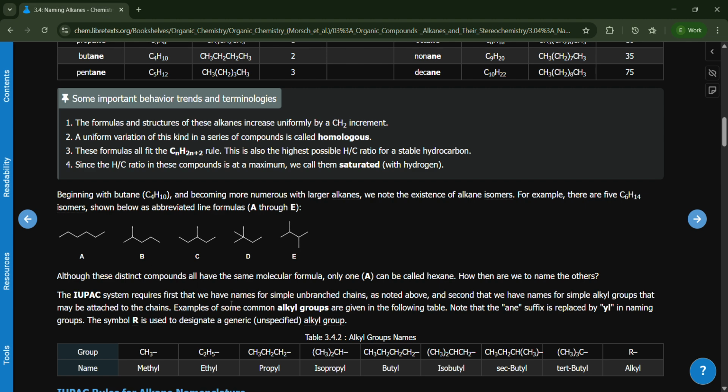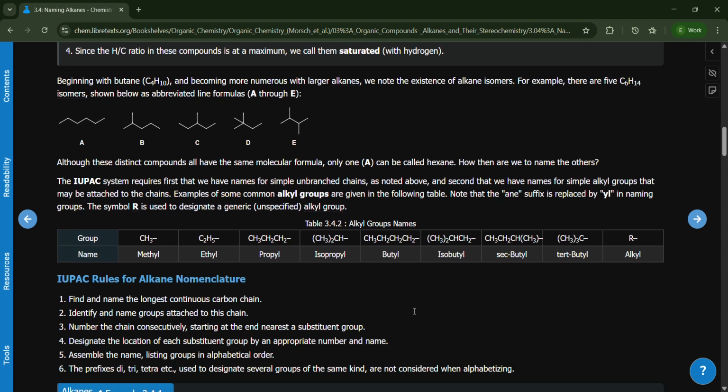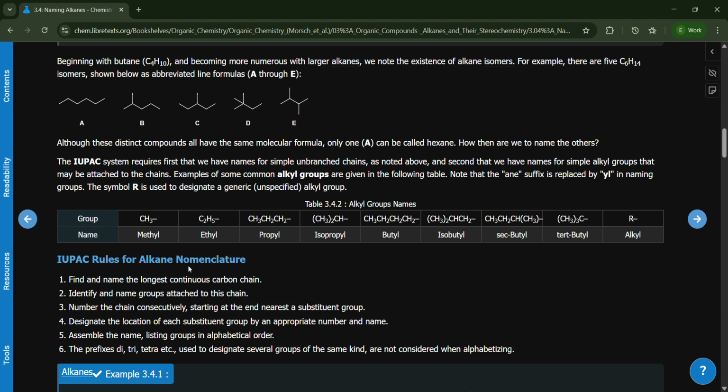Although these distinct compounds all have the same molecular formula, only one can be called hexane. How are we then to name the others? CH3 is methyl, C2H5 is ethyl, CH3CH2CH2 is propyl, (CH3)2CH is isopropyl. So CH3CH2CH2 was cyclopropyl in one of our questions. Okay, cyclopropyl, got it.